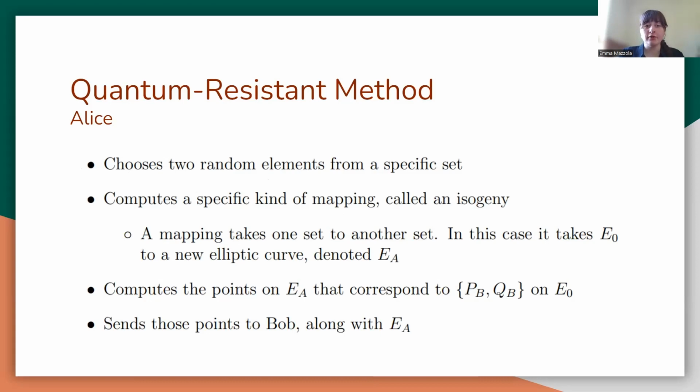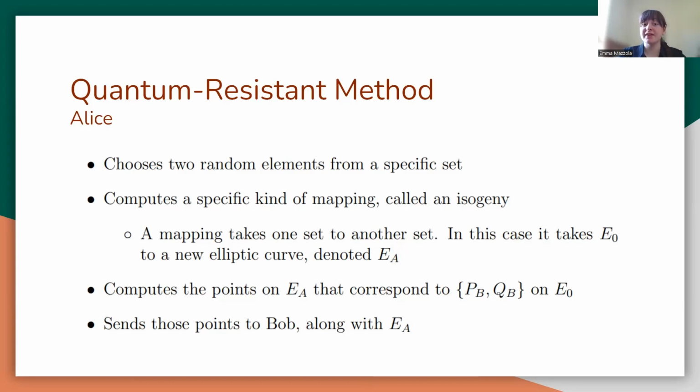So we would put all of the points on our elliptic curve E0 into a function, and then out comes a whole other set of points, and that's a different elliptic curve. So Alice does this, and hers maps to E sub A. That's what they call it. And then she computes the points on E sub A that correspond to some of those base points that were public parameters that everyone can see.